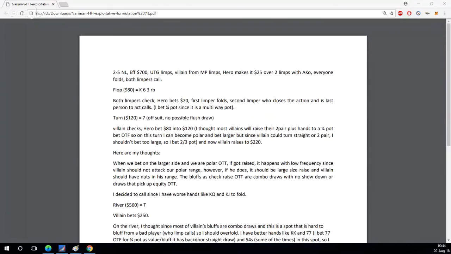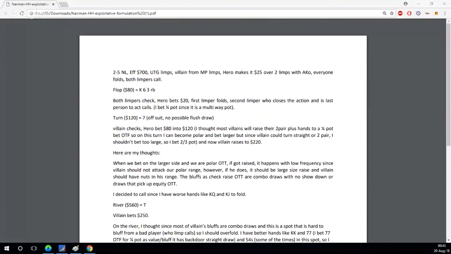We should be more polar in general. And if we get raised, this should happen with low frequency because in general, villains should not attack our polar range, because we can play perfectly against that raise. But if they do raise and attack our polar range, first of all, it happens with low frequency. And if he does do that, he should go over the large size and he should have the nuts sometimes. Which is the case here. He decided to go on the larger side and he has the nuts. He could have 5-4 here. So what are his bluffs here? I've got to know if I can find enough bluffs for him, then I call. If I cannot find enough bluffs for him, I just fold.